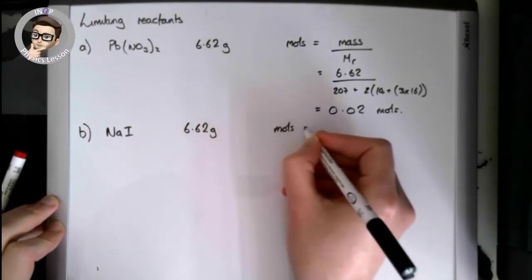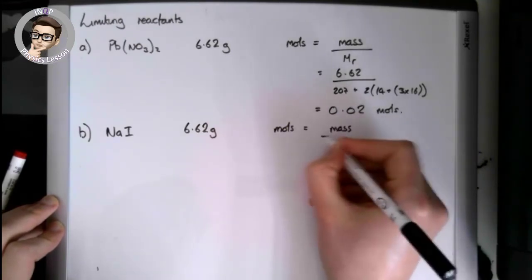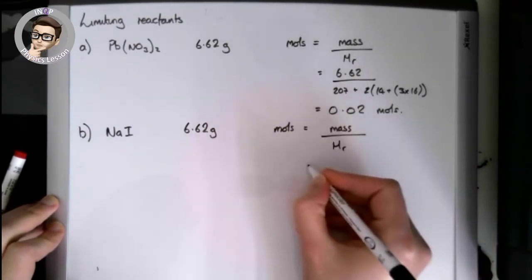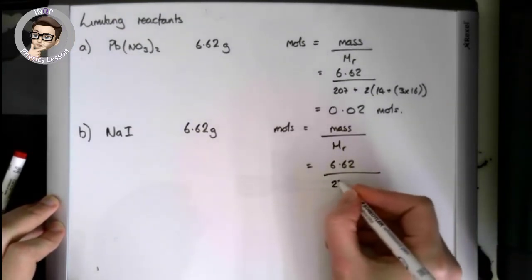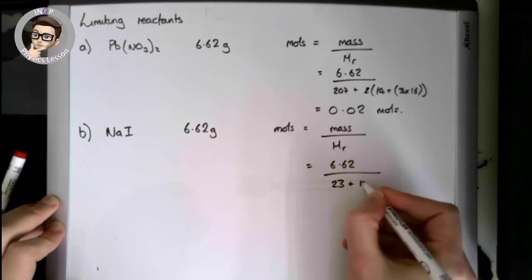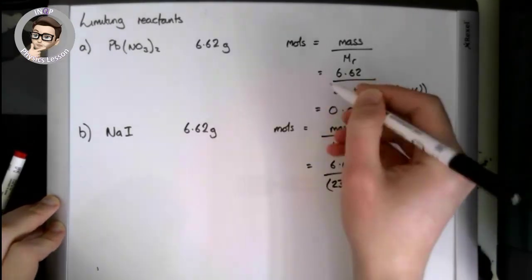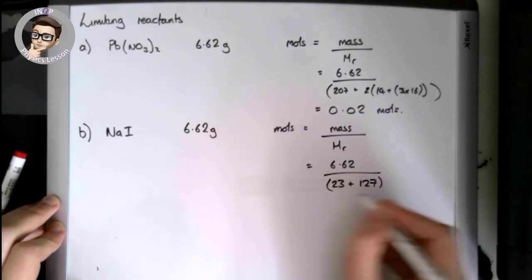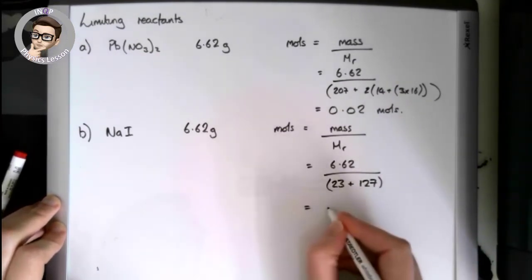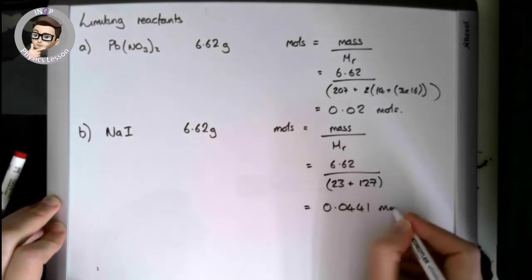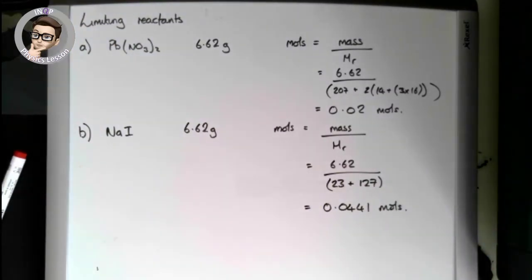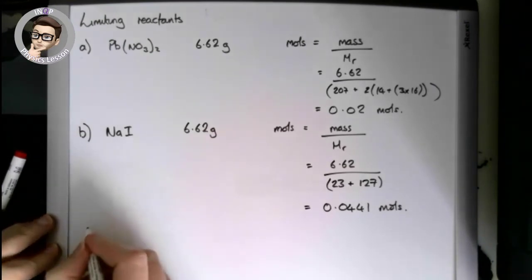So moles, again, is going to be equal to the mass divided by the molecular mass, which is going to be 6.62 divided by 23 plus 127. Oh, realise we've got brackets around that. Let's put brackets there. 23 plus 127, which if you do that, should give you 0.0441 moles. Again, if you've got that one correct, really, really well done. These are not easy calculations. Let's do C before I need to wipe the board.